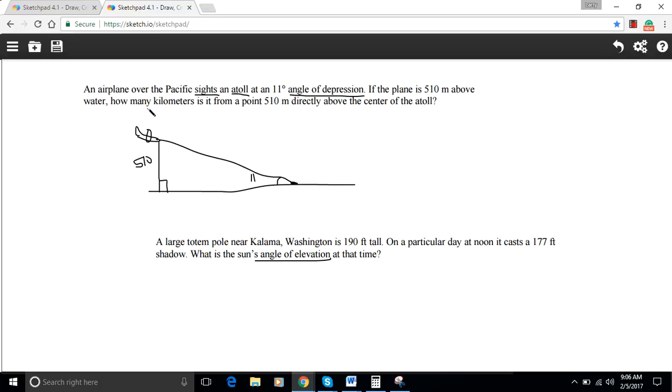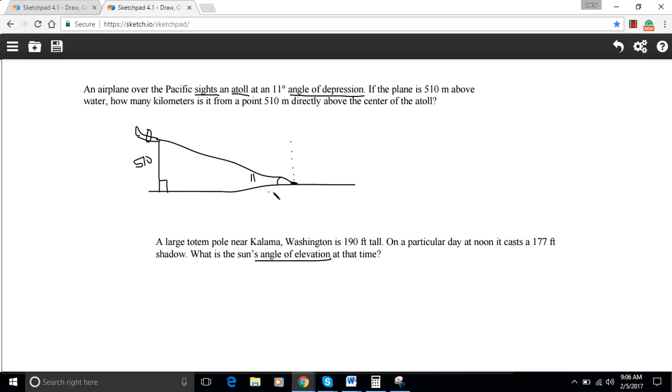Now it says, how many kilometers is the plane from a point 510 meters directly above the center of the atoll? So imagine going up 510 meters. Well, that would bring you directly to the level of the plane. So they want to know this line right here.